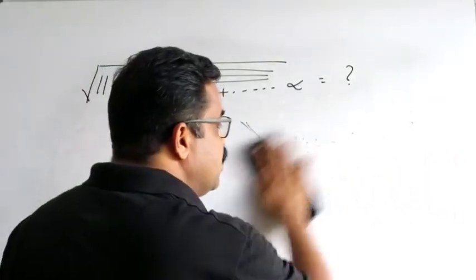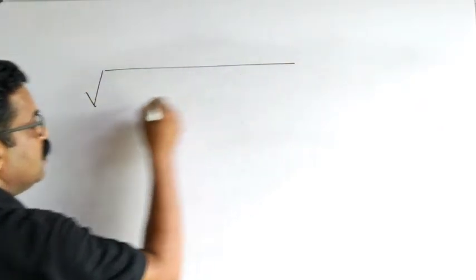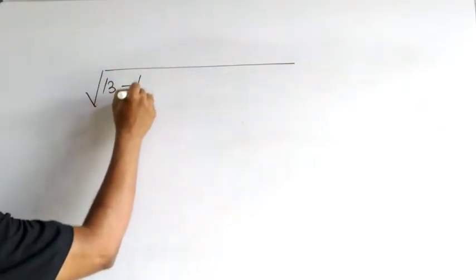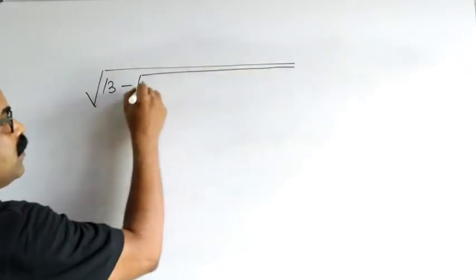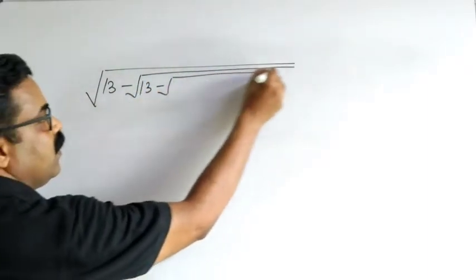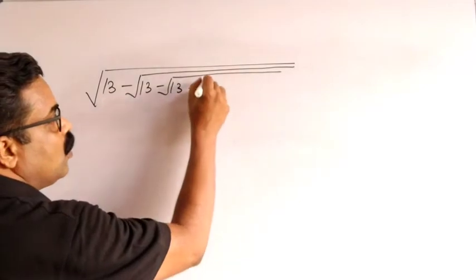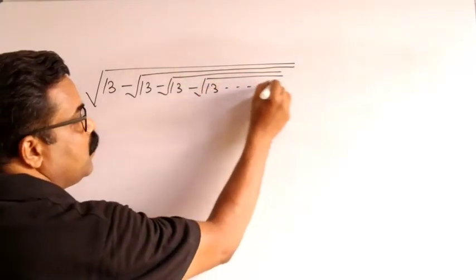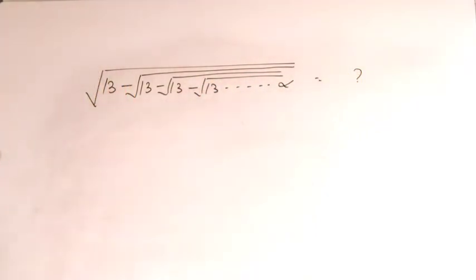I hope you understood the concept very clearly. And let us go with some more example, the same type of question. So what I am doing here, root 13 minus root 13 minus root 13 minus root 13 up to infinity is equal to what?